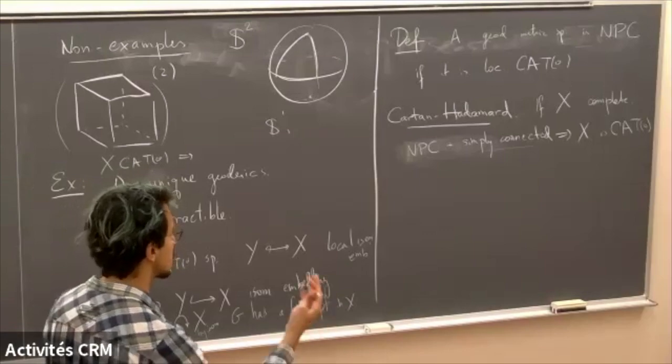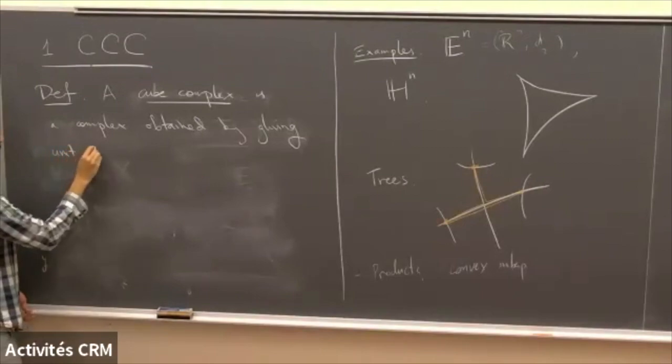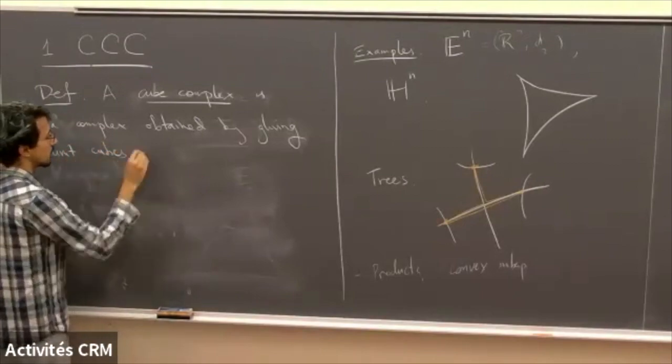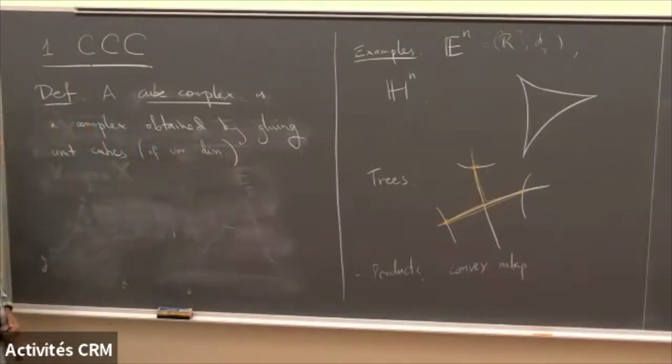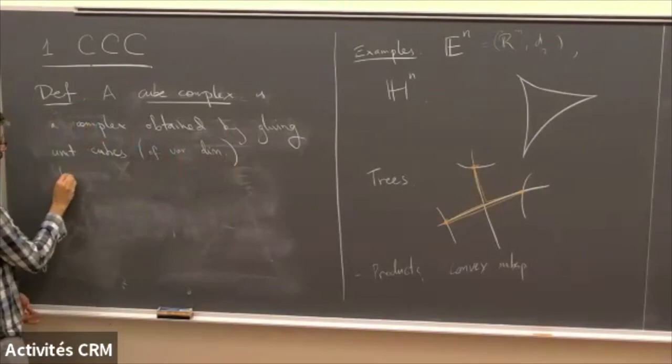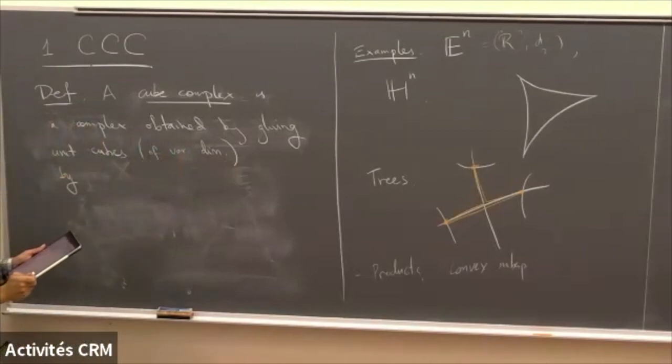And now we are really ready for what we are here for, which are CAT(0) cube complexes. Any questions about CAT(0)? Okay. So a cube complex is a complex obtained by gluing together unit cubes of various dimensions by isometries of faces.